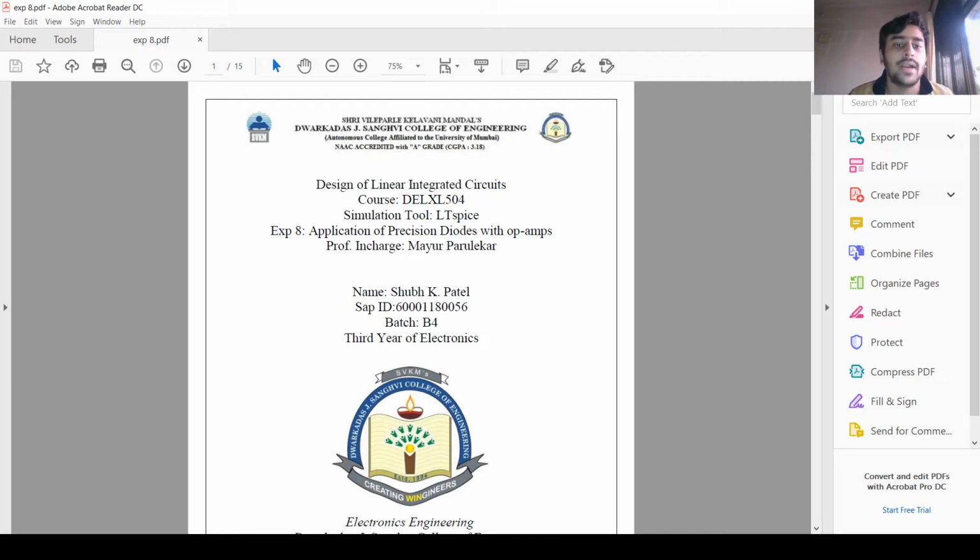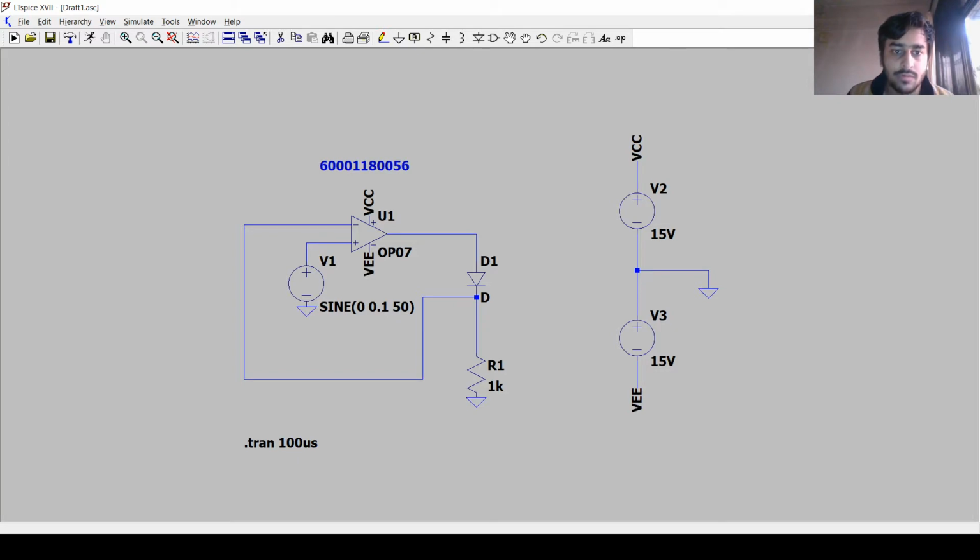In this experiment, I am going to show the applications of precision diodes using op-amps on the simulation tool LTspice. First, we will see the difference between the precision diode and the normal diode.